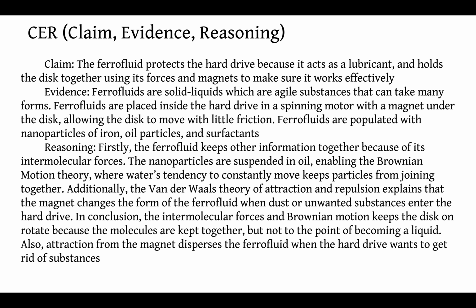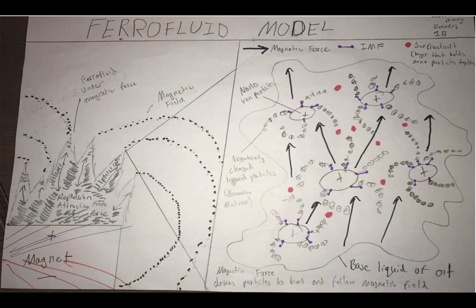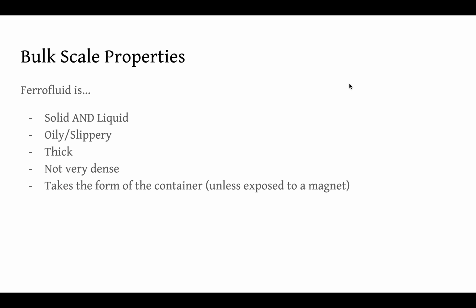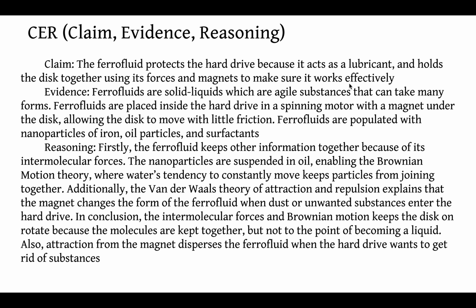But the most important thing is van der Waals theory of attraction and repulsion, because when the hard drive senses that there's some sort of unwanted substance or maybe just simply dust, the magnetic motor within the hard drive turns on, spins, and makes the ferrofluid charged, much like the first picture, like this. And then the spikes either absorb the dust or absorb the unwanted substance or simply push it out.